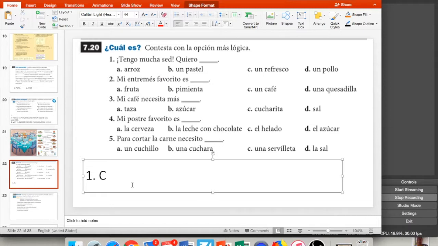Number three tells you that mi café necesita más blank. My coffee needs more blank. It needs more A, taza. It needs more mug. Well, unless it's laying on the floor, probably doesn't need more mug. B, my coffee needs more azúcar, sugar. Okay, now that could be plausible. Or C, it needs more cucharita, more little spoons. I don't know about that. Or D, it needs more sal, it needs more salt. Probably sugar is your best option here. So you can go through and fill in the most logical answer based on what you're hearing.